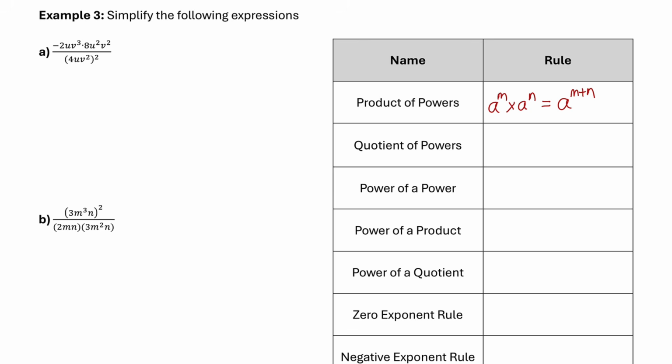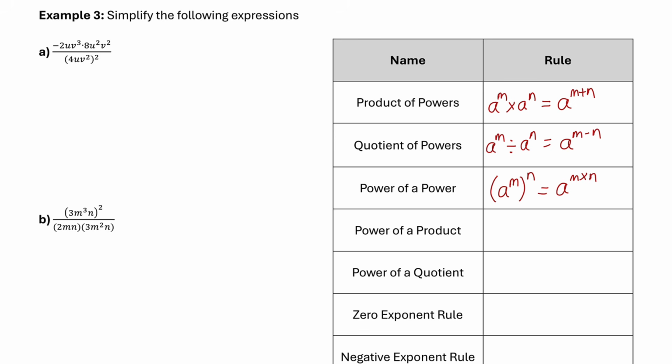And quotient of powers, what if we're dividing powers with the same base? So a to the power of m divided by a to the power of n. As a single power, you keep that base of a and subtract the exponents, m minus n. And power of a power, if we have a to the m raised to the power of n, we can simplify that by keeping the base of a and multiplying the exponents, m times n.